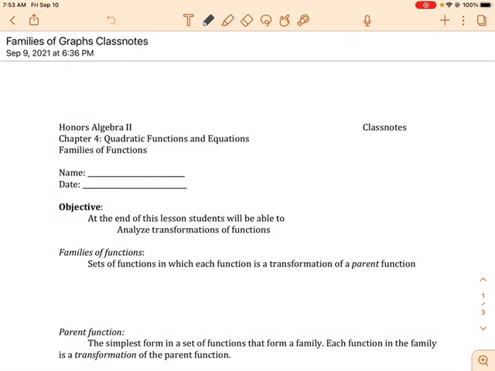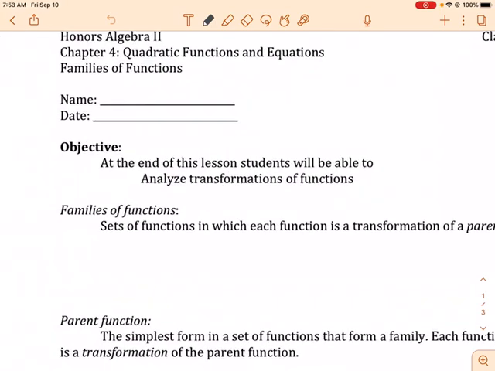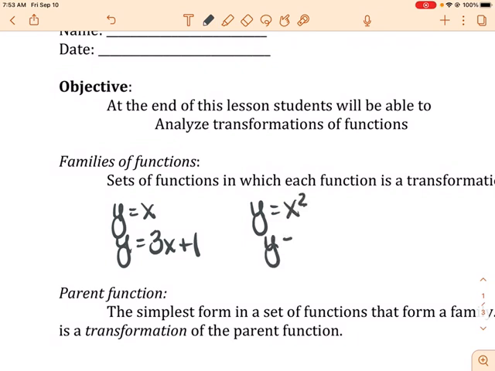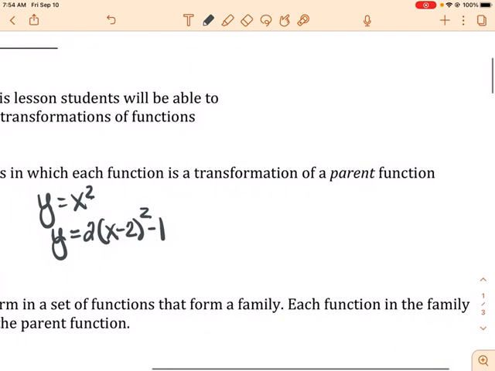Okay, so we're going to analyze what is called the transformations of functions and talk about families. Families of functions are the sets of functions in which each function is a transformation of a parent function. So things like y equals x and y equals 3x plus 1 are part of a family. They're all linears. Things like y equals x squared and y equals 2 times (x minus 2) quantity squared minus 1 are part of that family.